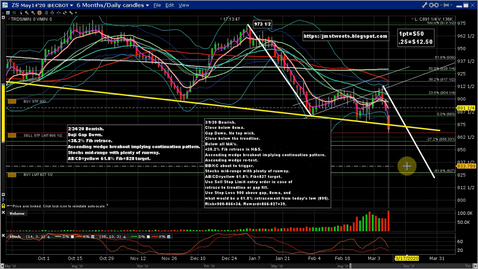also a common target. A little more ambitious, but it lines up with the ABCD measurement also. So I think there's a good chance they're going to hit it.